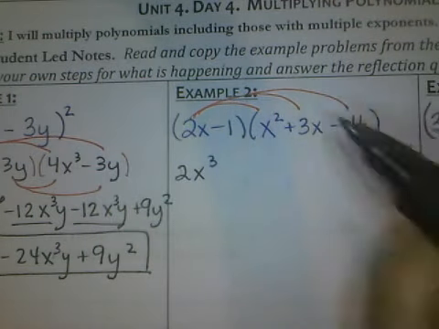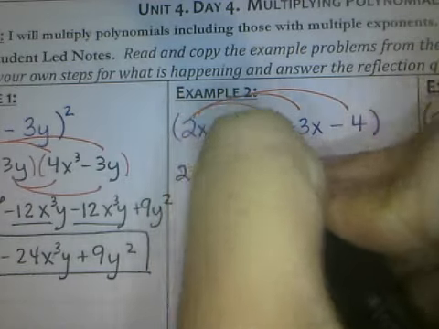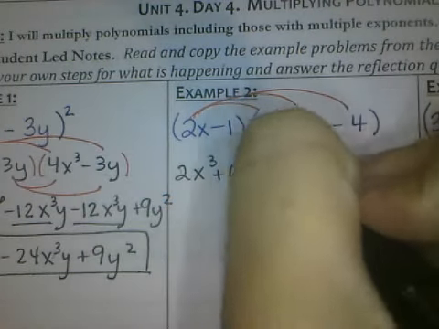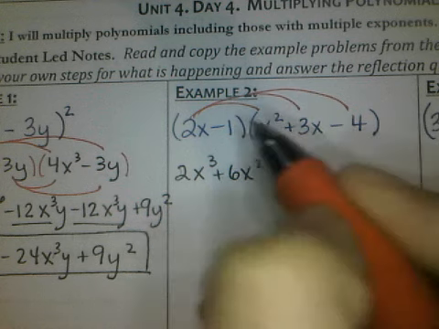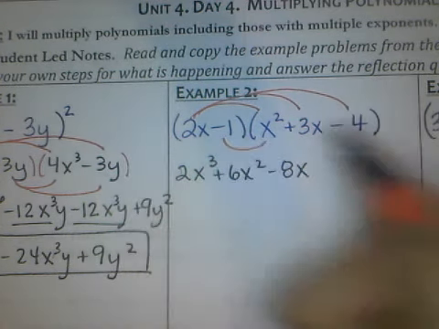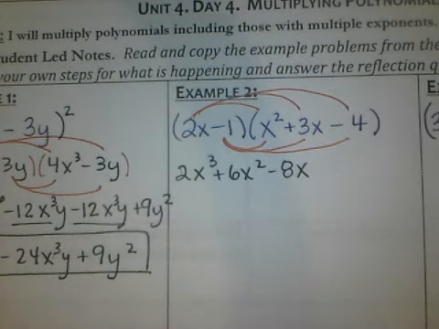2x times x squared is 2x cubed. 2x times 3x is 6x squared. And 2x times negative 4 is negative 8x. And that's just half the problem, because we still have to multiply the second term in the first polynomial times each term in the second, which gives us 3 more terms for a total of 6.